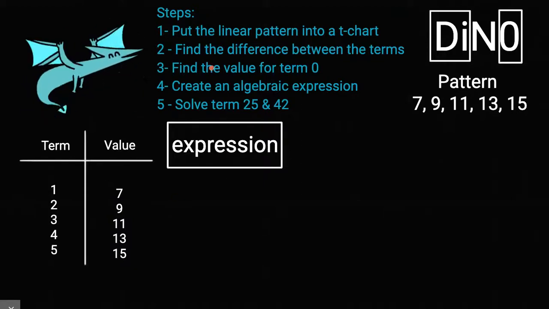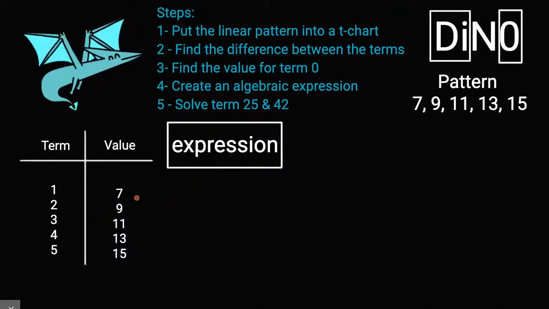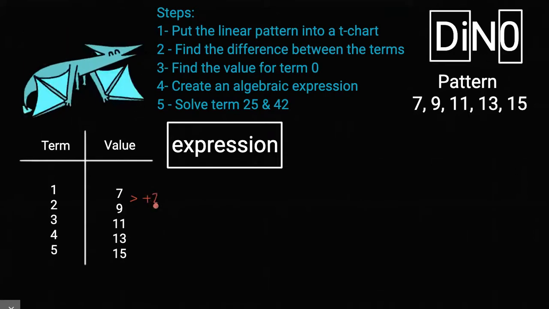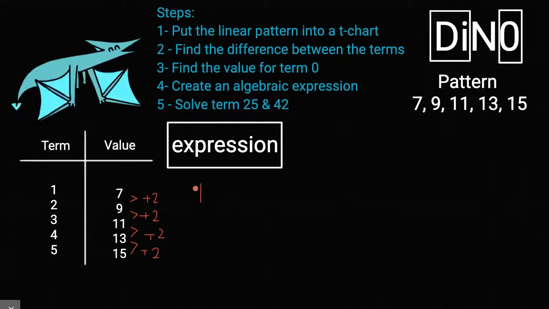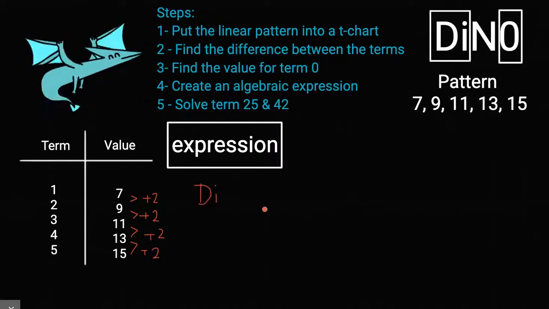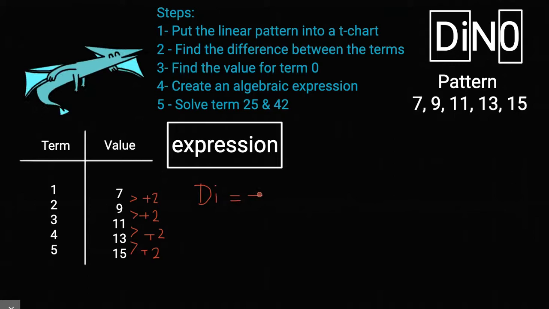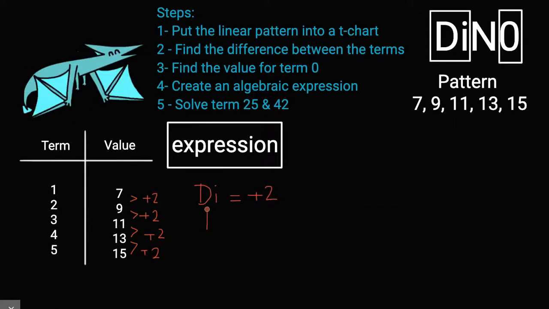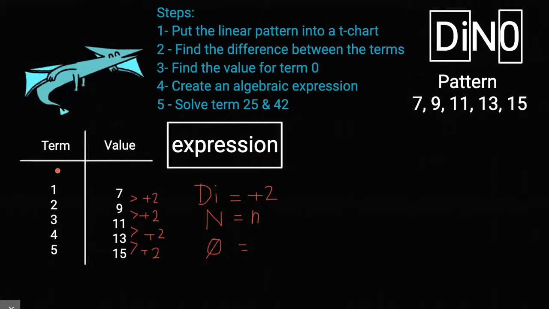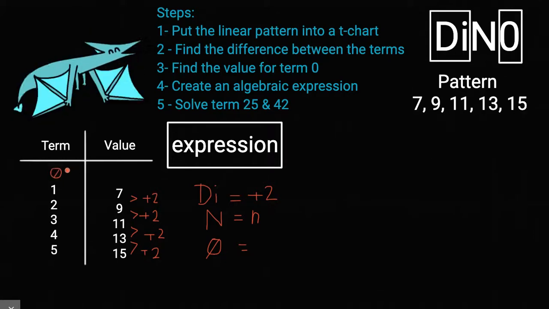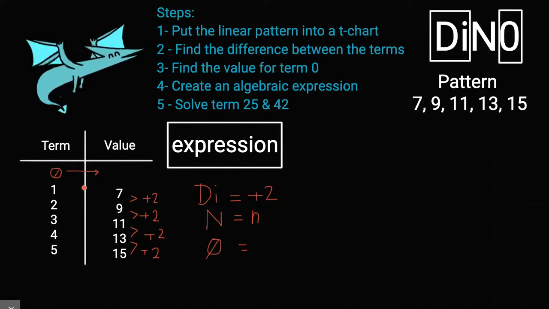I then want to find the difference between the terms. That's step 2. This is plus 2. This is plus 2. This is plus 2. And this is plus 2. Awesome. So the D in DiN0 tells us that our difference between the terms is plus 2. Our n is just the fact that we're going to use the variable n. And then the 0 tells us we need to search for term 0. So when my term is 0, what is my value?